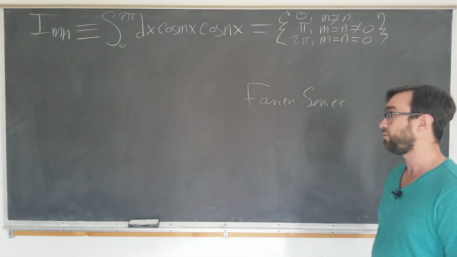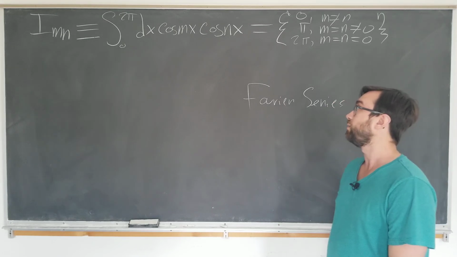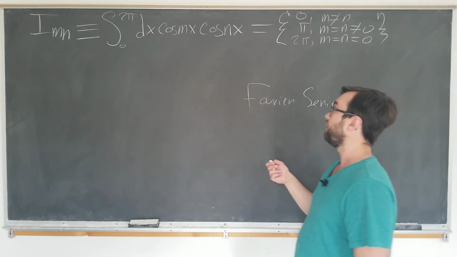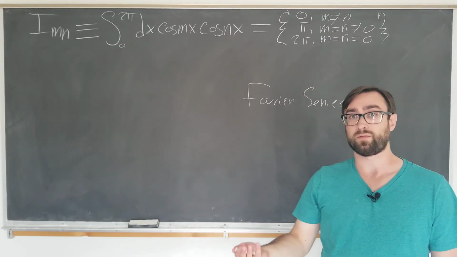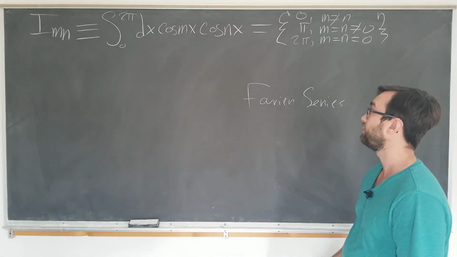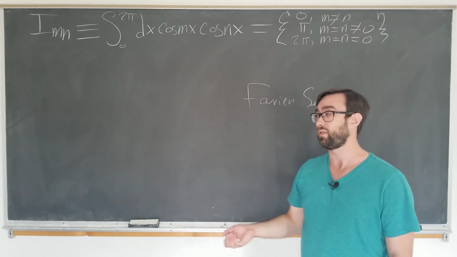you try to find the Fourier series of a function. You will usually have to multiply by cosine nx, and if the original function is also trigonometric, there could be a similar integral to this one involved.